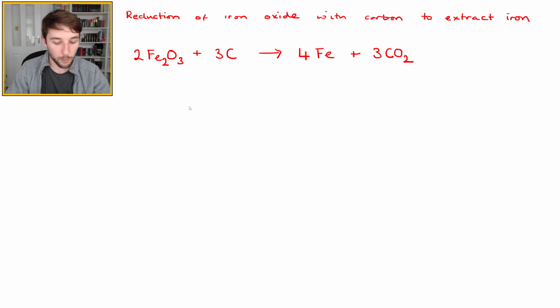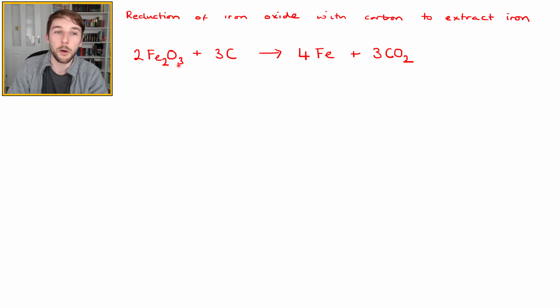Okay, so this is a really common reaction that you should have come across before during your GCSE. This is the reduction of iron oxide using carbon to extract iron. It's a classic example of a displacement reaction. It's also redox because one element is oxidized and the other is reduced.